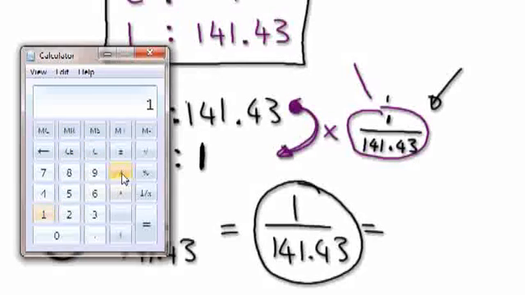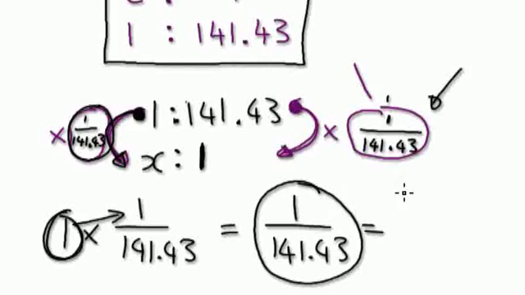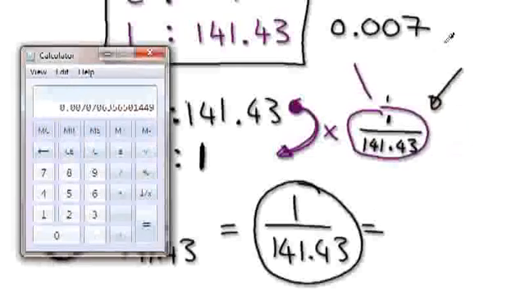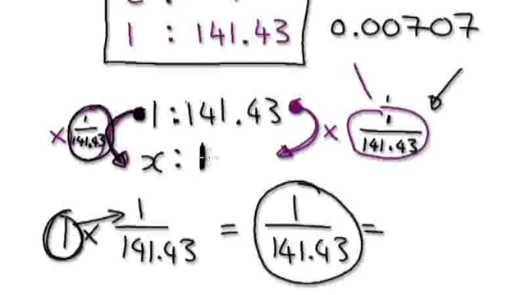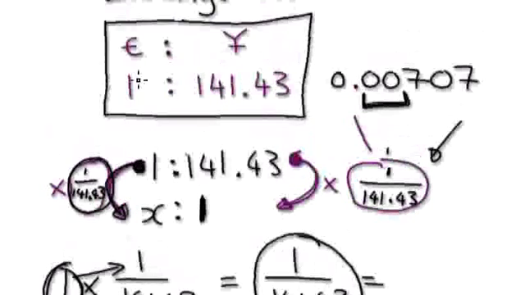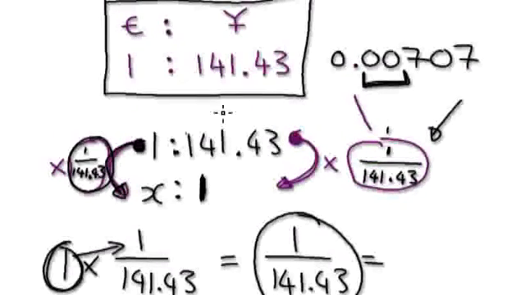Let's clear this. 1 divided by 141.43. Sorry, let me start again, I punched it in incorrectly. 1 divided by 141.43 equals 0.0007. You see, for one yen, you will only be able to get less than 1 cent of a euro.